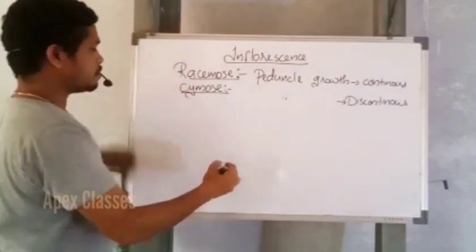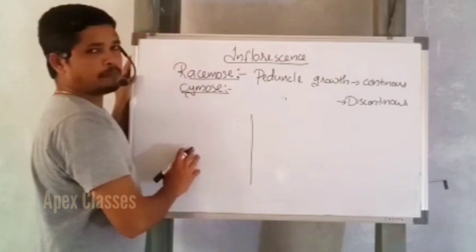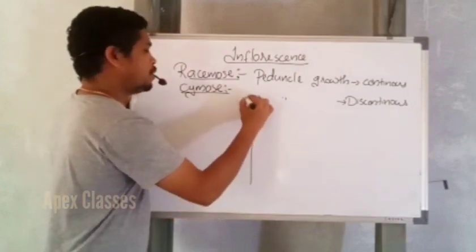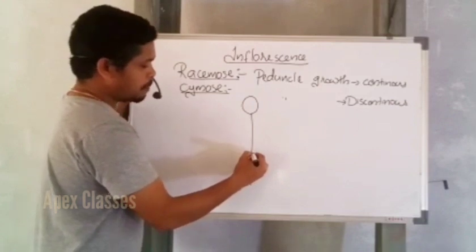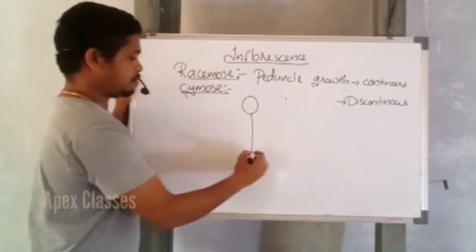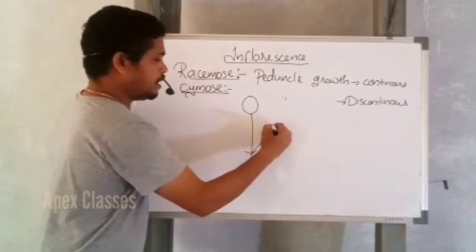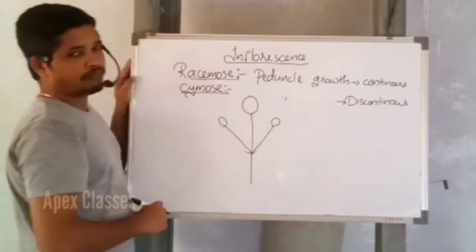Here, the peduncle terminates into a flower. From the base of the peduncle, the lateral branches arise, and these lateral branches also terminate into a flower.